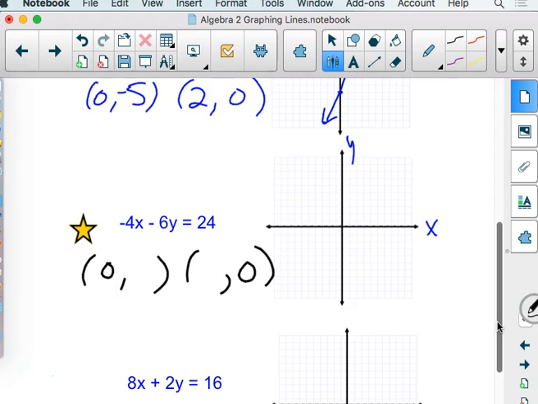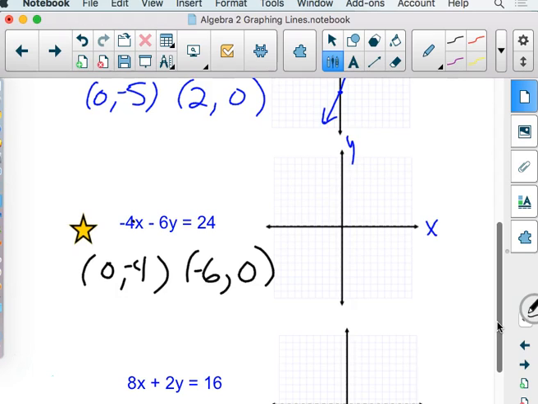Well, why does this have a star by it? Because this is when people make mistakes. When there's negatives in 2 spots, that just seems to freak people out. So, covering up the x, negative 6 times something is 24. Negative 4, good. Y is gone. Negative 4 times something is 24. What's that something? Negative 6, yeah.